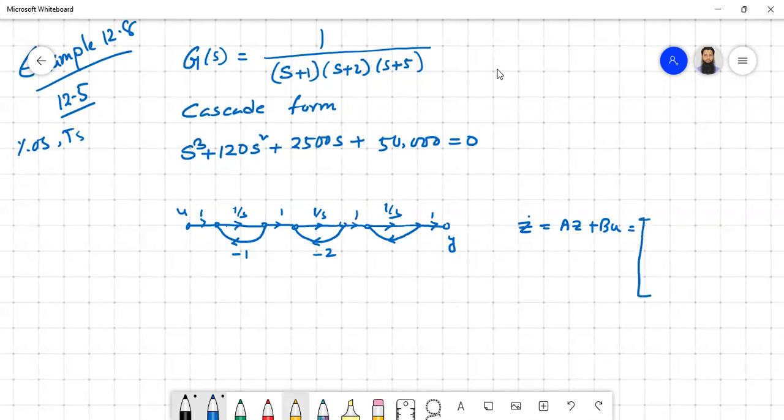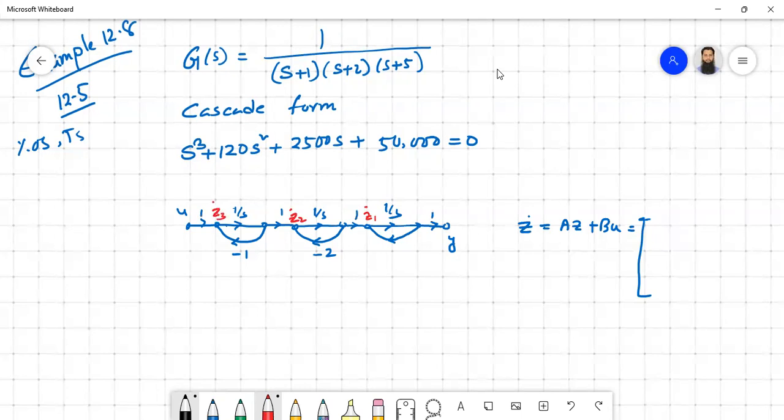This is our X dot. This is our X1 dot, this is your X2 dot, and this is your X3 dot. But since in the Z system it's actually better to write with the correct notation, even though we are more familiar with X, it has to be Z1 dot, Z2 dot, and Z3 dot.